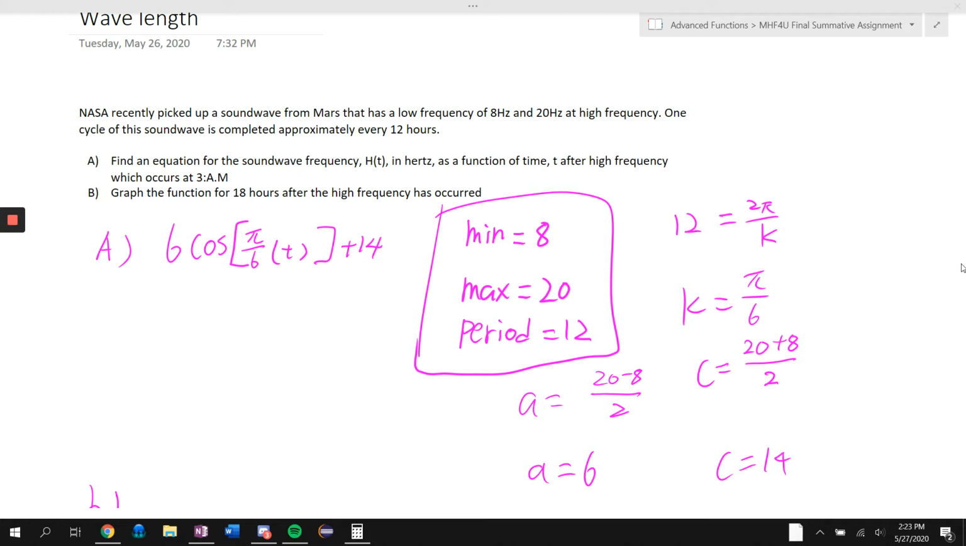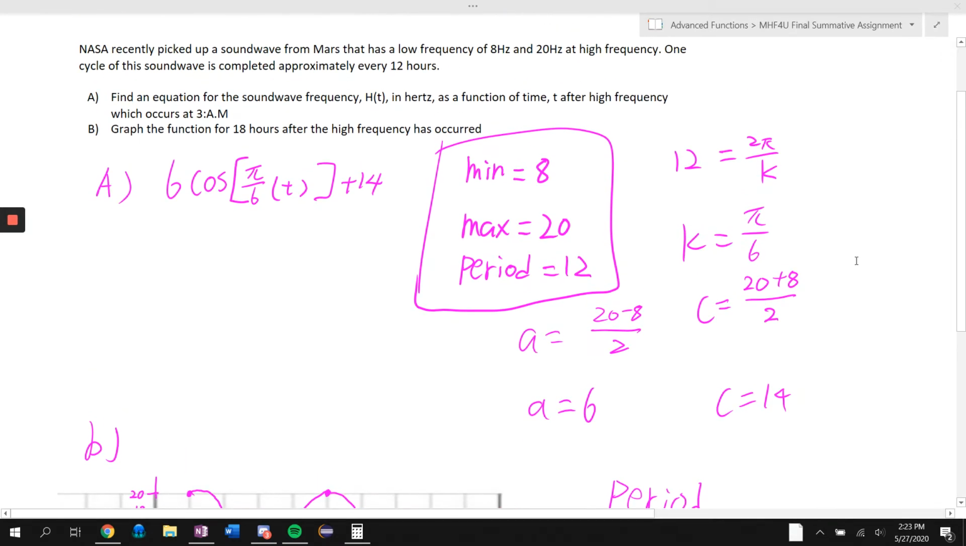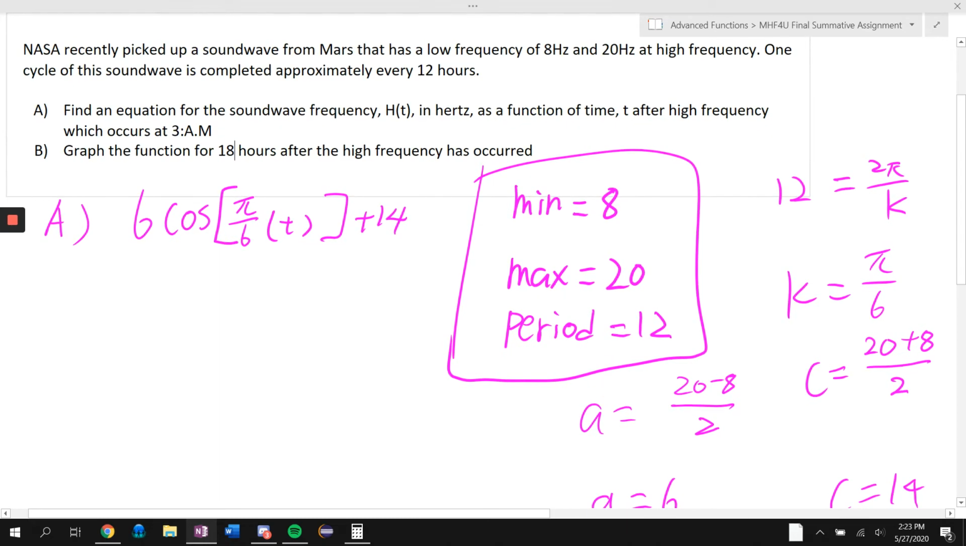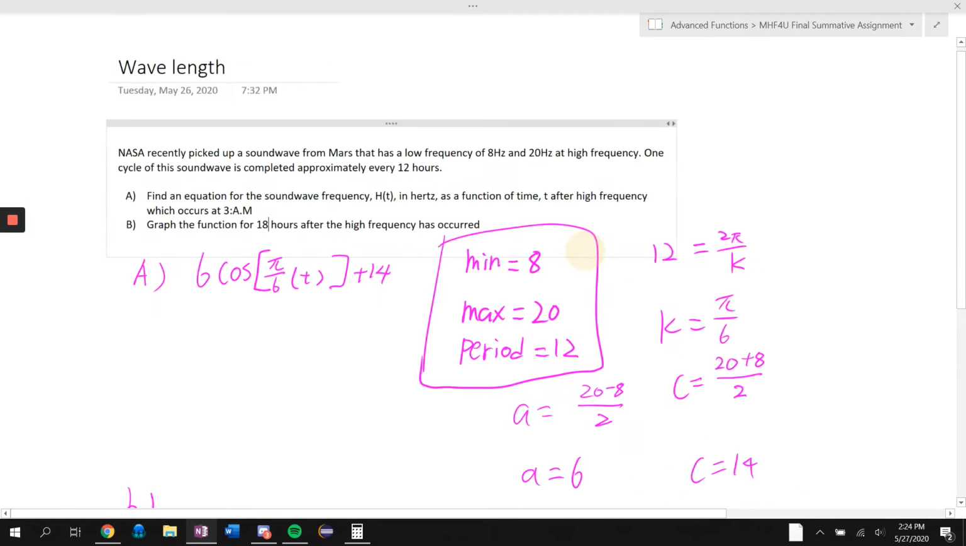Everyone, today I'll be talking about my trig applications question, which is on sound waves. Honestly, it could be on anything, but in this case, I did sound waves. So, NASA picked up a sound wave from Mars that has a low frequency of 8 hertz and 20 hertz at high frequency. I'm sorry if some of the stuff doesn't make sense because I made this question up myself, so it might sound a bit awkward at some points.